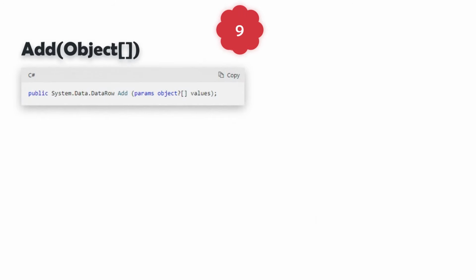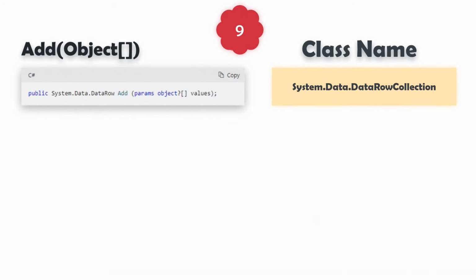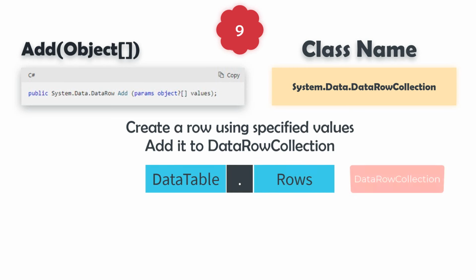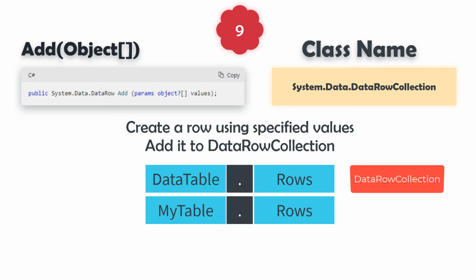It's add method. The class name here is system.data.dataRowCollection. This method is to create a row using specified values, and add this row to a data row collection. Data row collection is the same as a data table variable with the property rows. It means, for example, I have the data table my table. If I write my table.rows, it means I have now a data row collection. So this class is a collection of data rows.